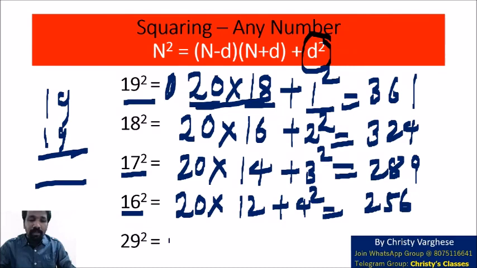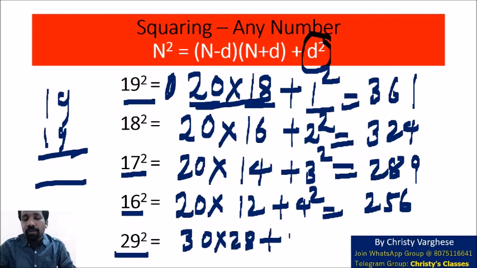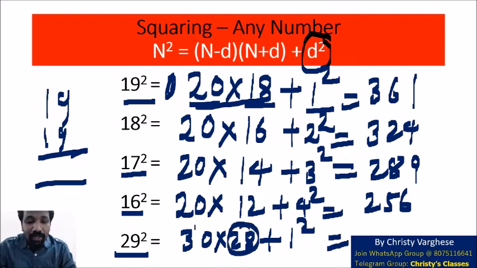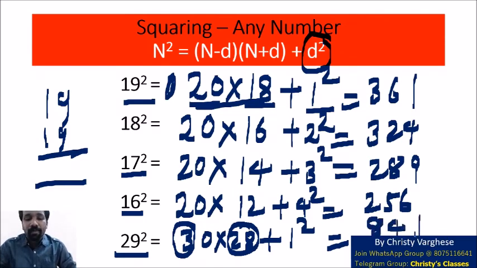If it is 29 square, how to do? 30 into 28 plus 1 square, because you added 1, subtracted 1, so 1 square should be the compensation. 28 into 3, in another class I will teach you how to do multiplication faster. 30 into 3 is 90, so 28 into 3 is 84, so 840 plus 1, 841 will be the answer. I hope all of you are getting the point.